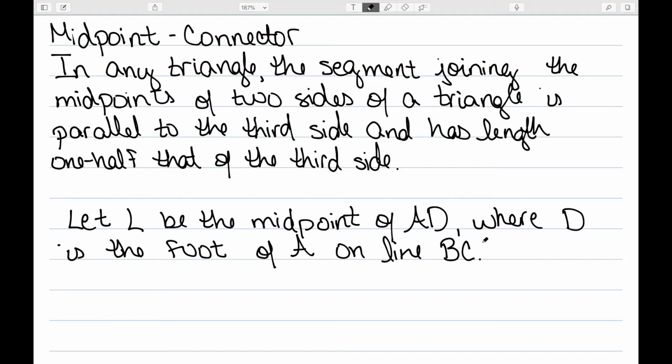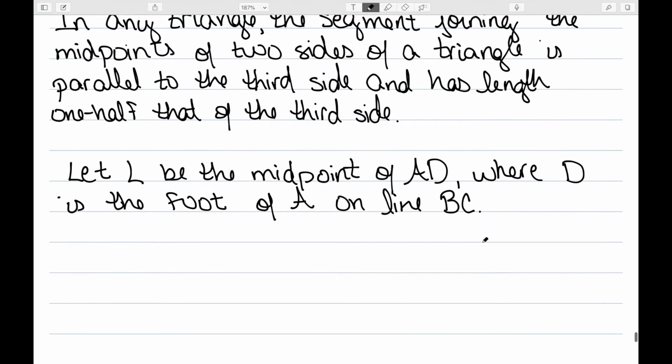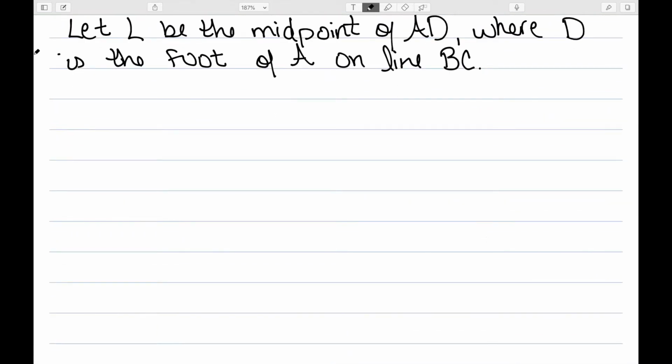We're going to let L be the midpoint of AD, where D is the foot of A on line BC. So let's draw some quick pictures of this. We have a triangle that we'll call ABC. We're essentially going to draw the line that's perpendicular from A to segment BC. This will be the point D, this intersection point, and L will be the midpoint of that segment.